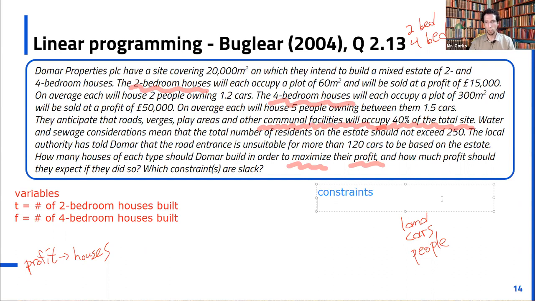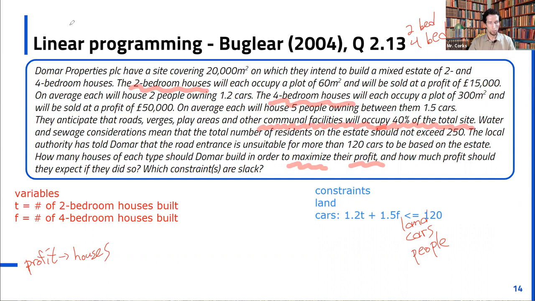All right, constraints. Okay, so we think that land, cars, people are our constraints. Let's see if we can use the variables to make an actual inequality for each of those. So actually land, yes, that's going to be a little harder. Let's start with some easy ones first. Cars. Can we make one for this? 1.2 T plus 1.5 F is less than or equal to 120.